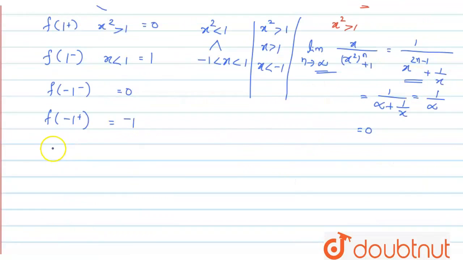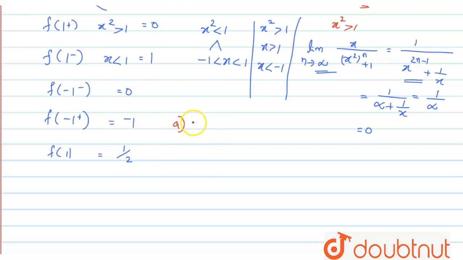So now next is f of 1. So f of 1 means, when x is equal to 1, f of x is equal to half, so the value is 1 by 2. Now next we have to substitute in the options.